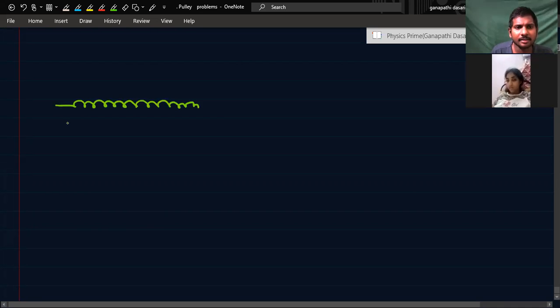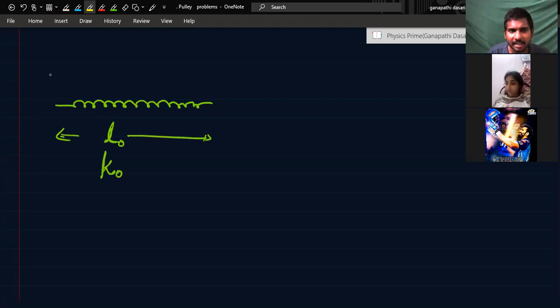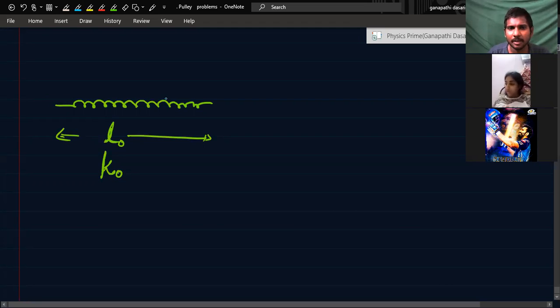There is a given spring which has a natural length L naught, and a spring constant K naught. If the same given spring, not any other spring, is cut into different parts, suppose three parts, which means it got cut at two places, of lengths L1, L2, L3.